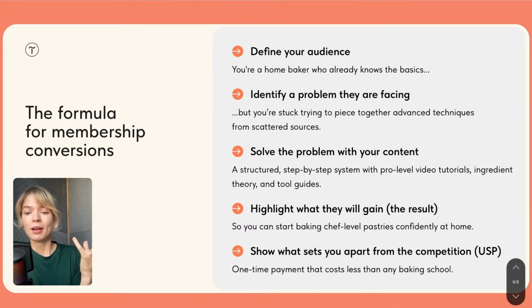And finally, the unique selling proposition. So why they should go for my specific piece of content, rather than going elsewhere, going on YouTube, learning it at baking school, stuff like that. So my unique selling proposition is that this is a one-time payment that costs less than any baking school. So here I'm highlighting the value that the user will gain from purchasing my product, that this is just a one-time payment that costs less than any baking school that they're taking.